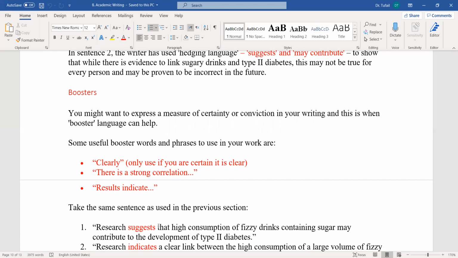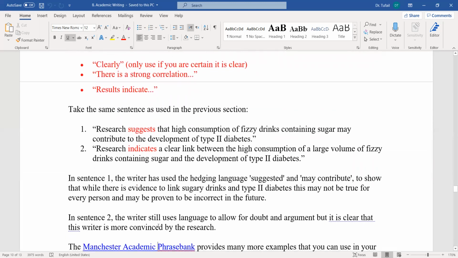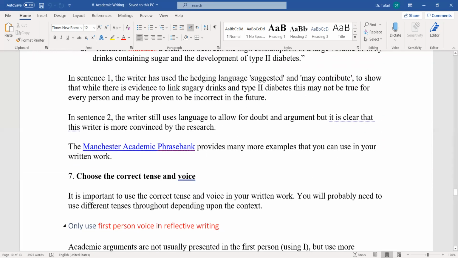Suppose you use clearly only if you are certain that it is clear. It is clearly mentioned, or it is clearly observed, or there is a strong correlation. Suppose it is confirmed that there is a strong correlation between the teacher, his teaching, and the results of students. Then you can use phrases such as this research suggests and research indicates. These are two different boosters, and they boost the actual sense that you want to develop.